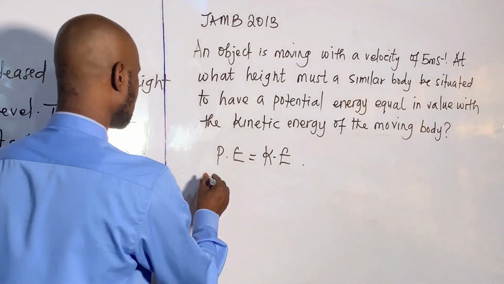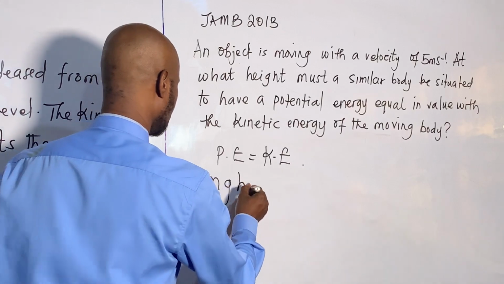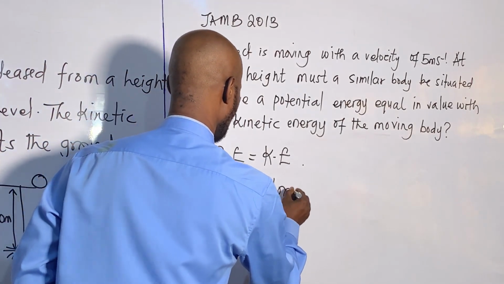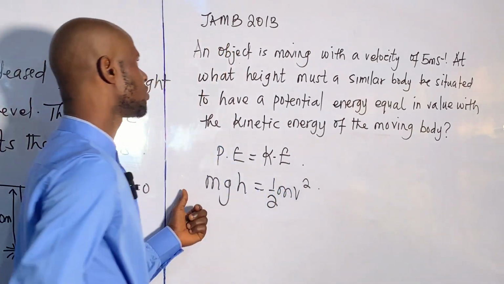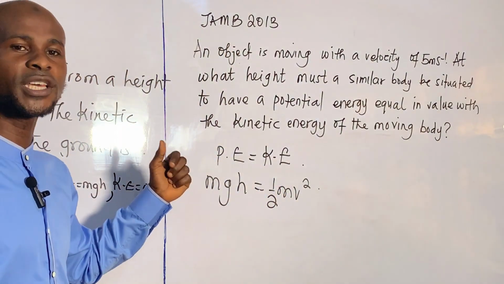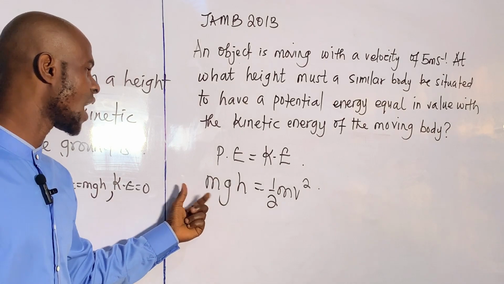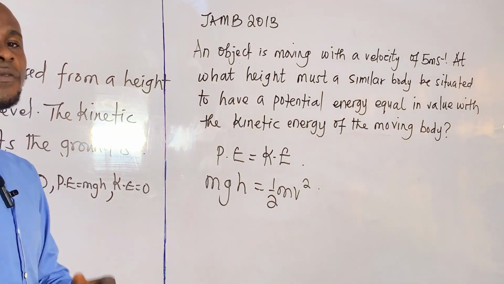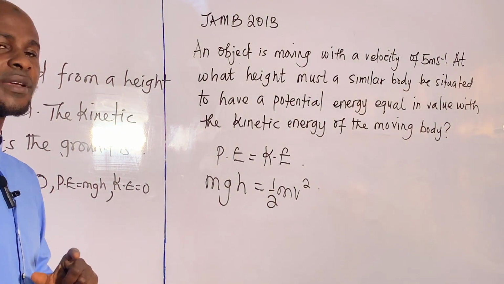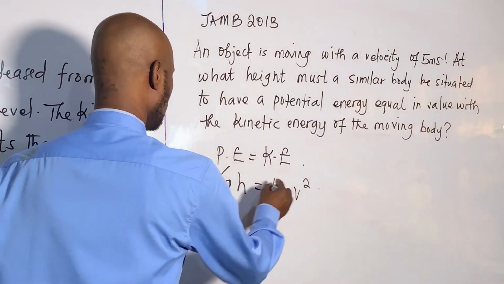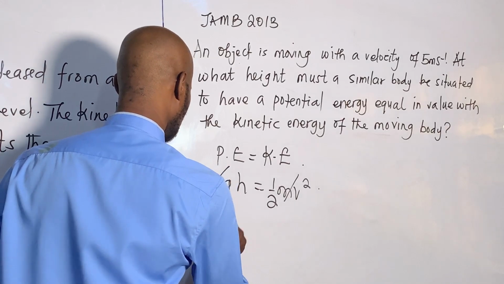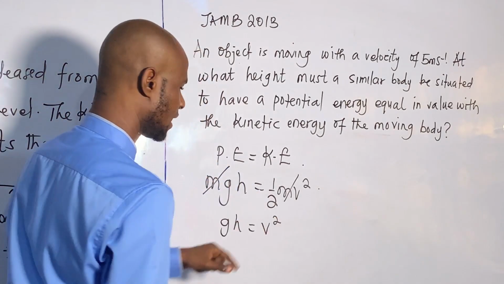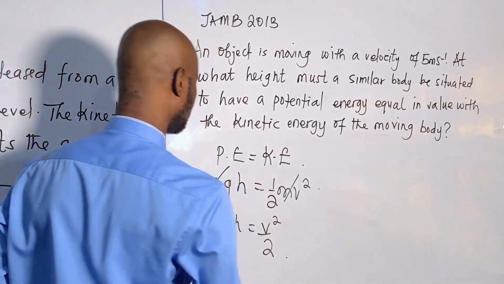So what is the potential energy? mgh. What's kinetic energy? Half mv squared. Ordinarily in the question, we're not given mass. Because we have mass on both sides, we can divide both sides by m. So if you divide both sides by m, m cancels out. So we have gh equals v squared divided by 2.